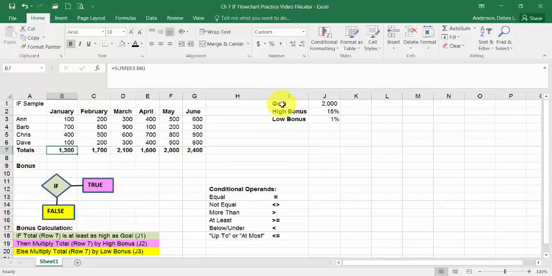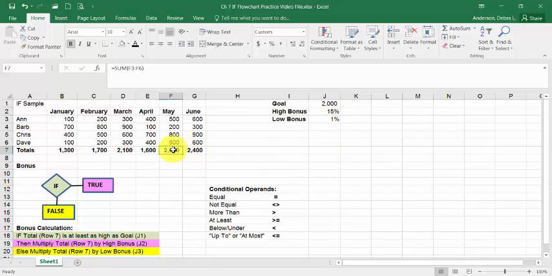Is 1,300 at least 2,000? No. So you multiply 1,300 times 1%. Next cell, is 1,700 at least 2,000? No. Multiply the 1,700 times 1%. Is 2,100 at least 2,000? Yes. So then you do the pink box, multiply total, 2,100, times high bonus, which is 15%. Is 1,600 at least 2,000? No. False. Multiply total, 1,600 by low bonus, 1%.